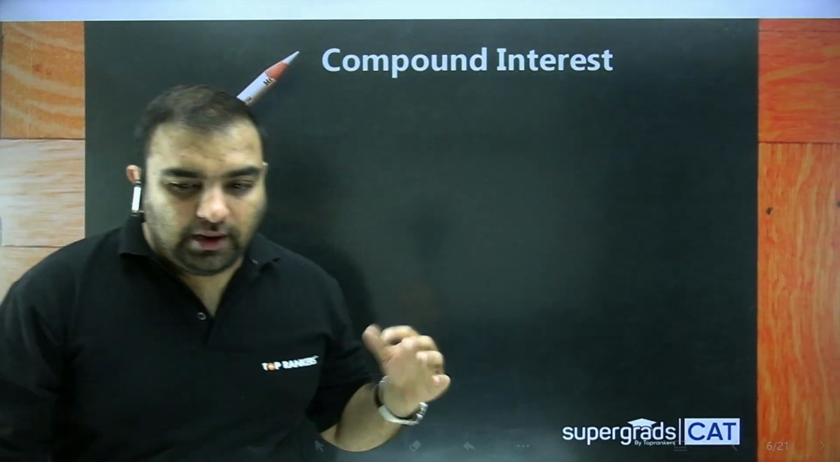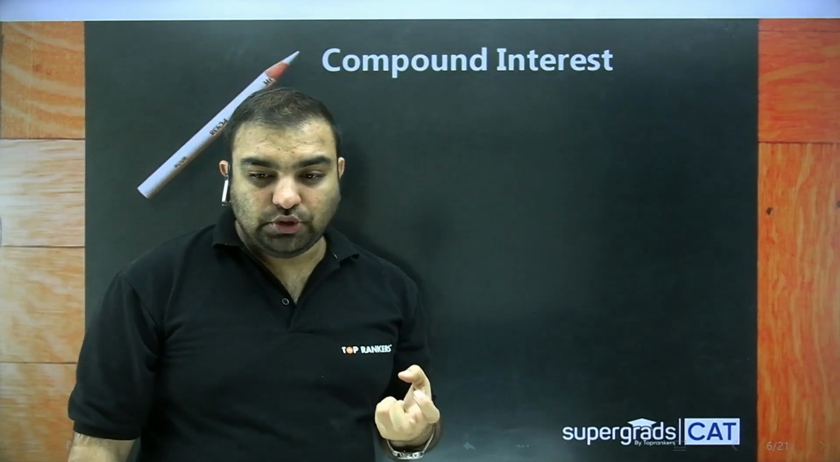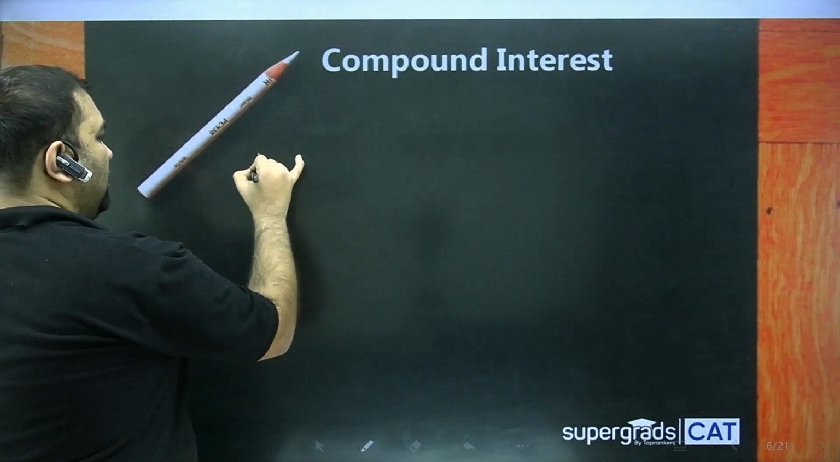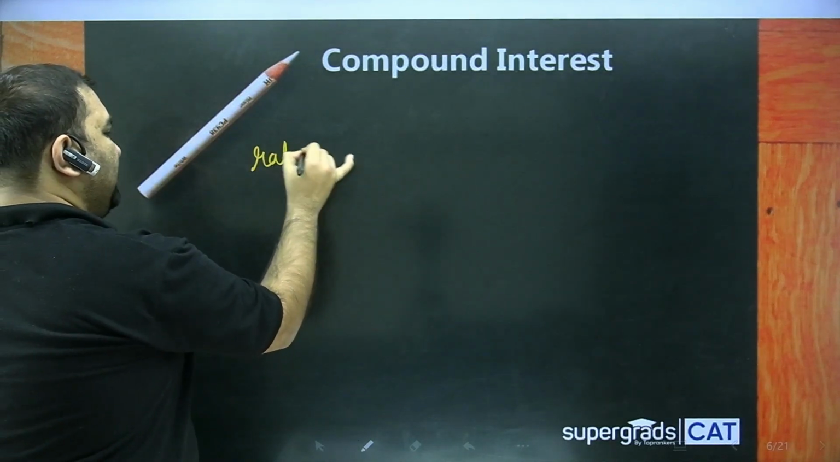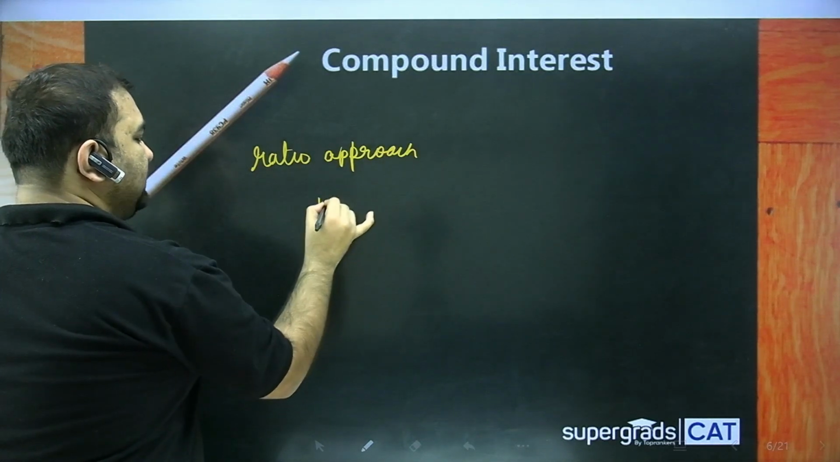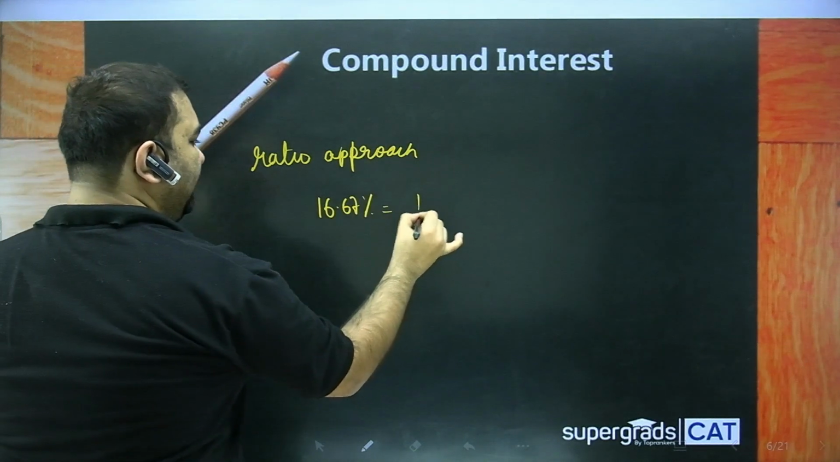However, we will hardly use that formula. We will develop the ratio approach, the ratio approach of rate. What is that ratio approach? Ratio approach ये कहती है कि if the rate is 16.67%, that is 1 by 6.